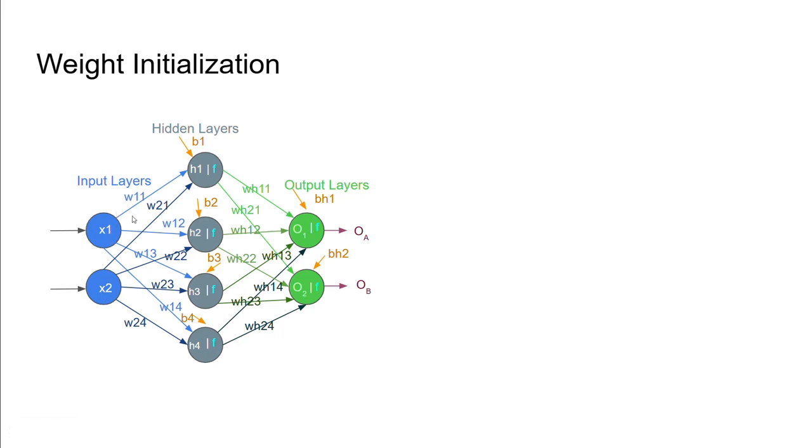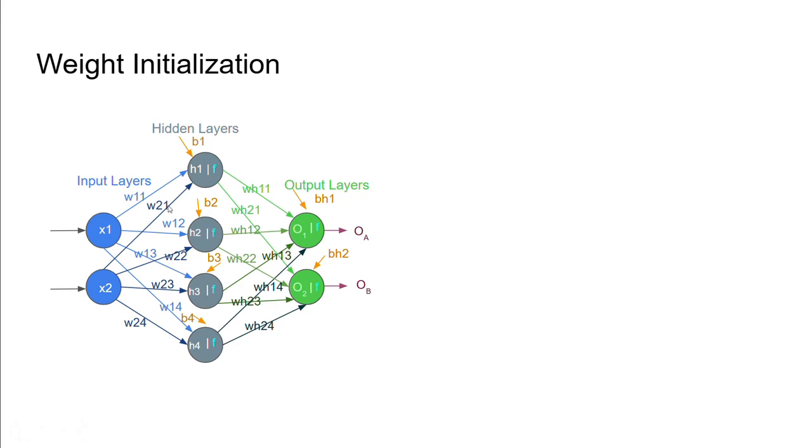Then after that we have these weights: W11, W12, W13, W14 are the weights for X1, and W21, W22, W23, W24 are the weights for X2. When the network starts, what should be the values of these weights? We don't know what the values should be, and there are certain ways to initialize them.